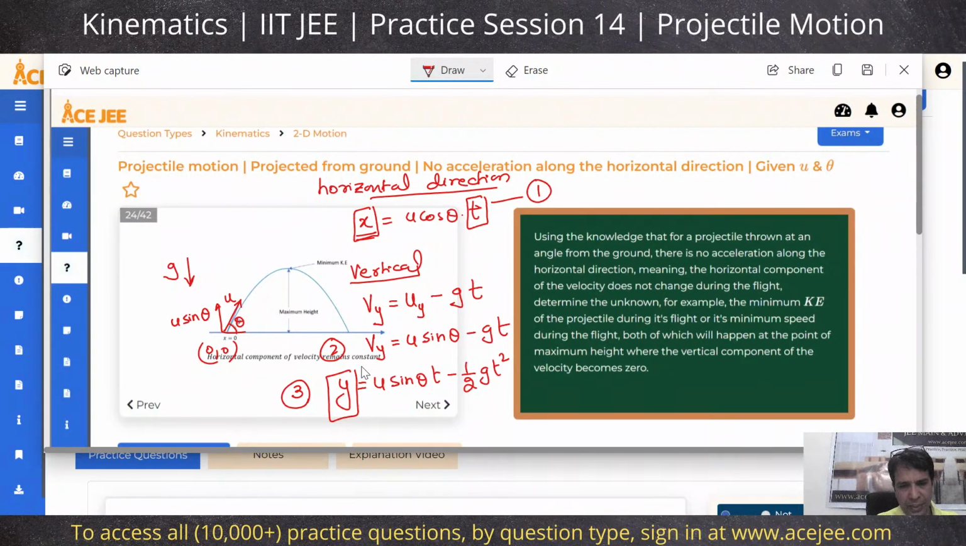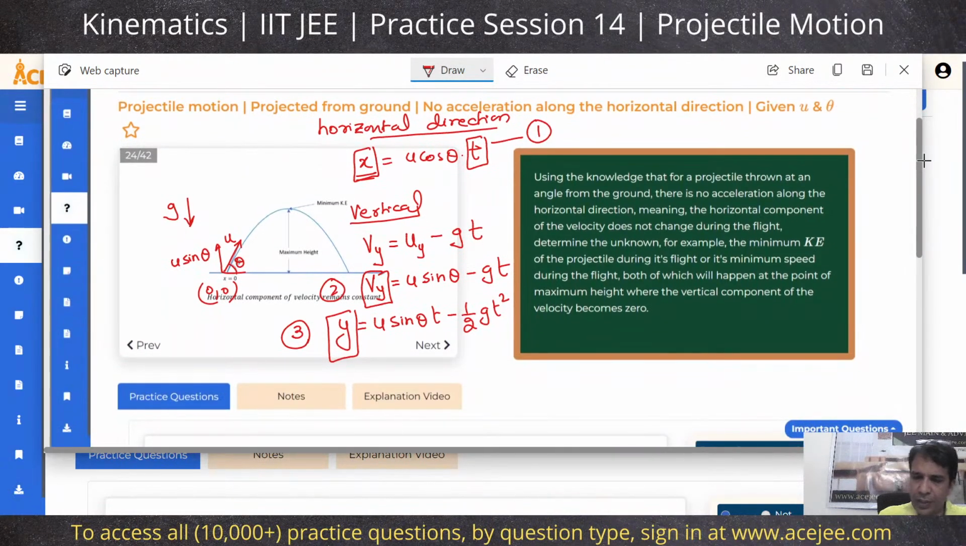Correct, Namita? And then the fourth one is vy. Okay. So x, t, vy, and y. Now let's figure out a couple of things. Let's figure out the range and the maximum height.